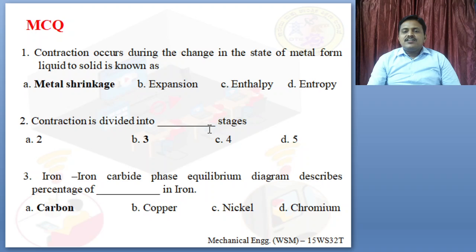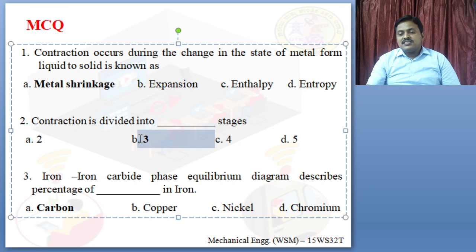Contraction is divided into dash stages. How many stages are there, as in first class thermodynamics learning? There are 3 stages: solid, liquidus and liquid. These are the 3 stages. So its answer is B.